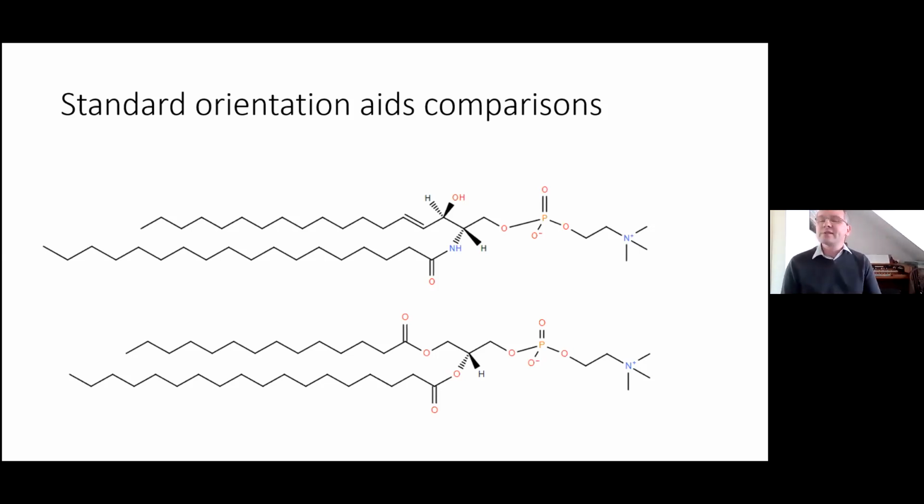It actually makes comparison very easy if you always draw lipids in the same way. I get very confused when I see them in completely different orientations because I have to do mental gymnastics to put them back into the standard representation that I'm used to seeing them, and to curate them into the database, I need to put them into that orientation anyway.